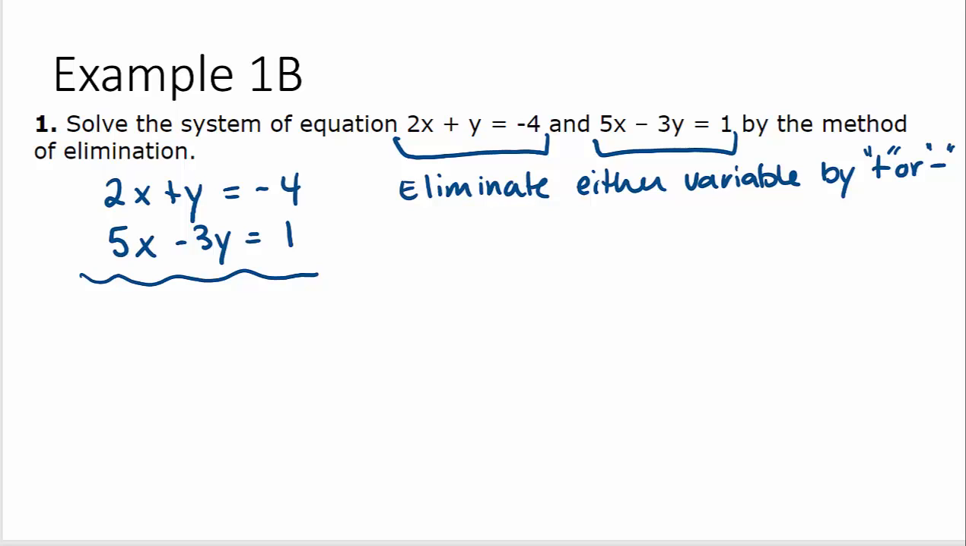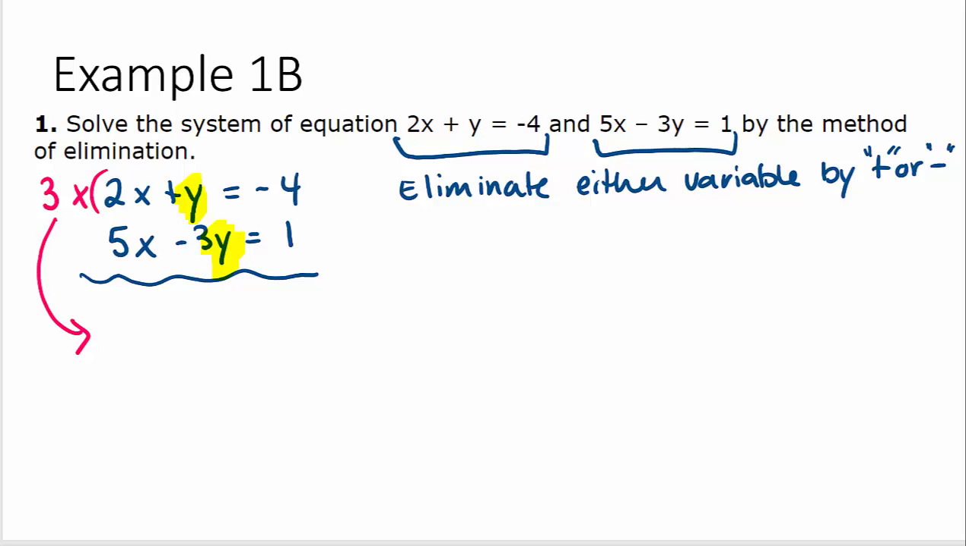So instead of just directly adding and subtracting, it looks like I actually need to modify one of these equations first. So I'm going to pick which variable I want to eliminate. And I'm going to eliminate my y. I have 1y in the first equation and negative 3y in the bottom equation. Now I need those coefficients to be the same.